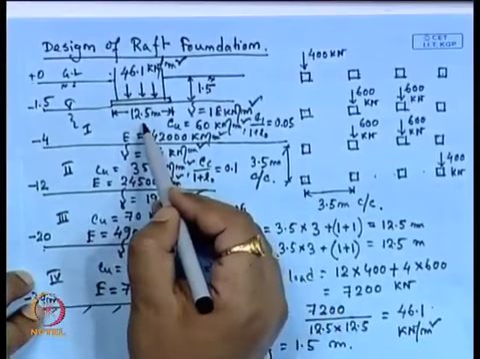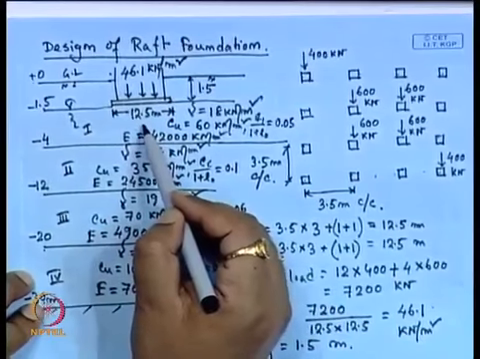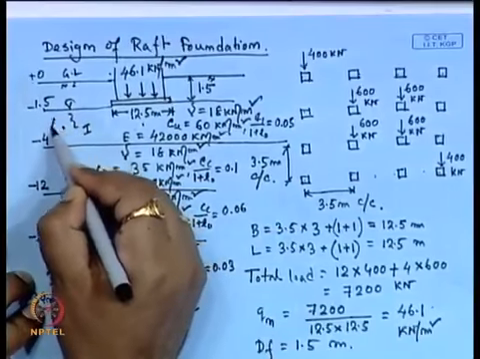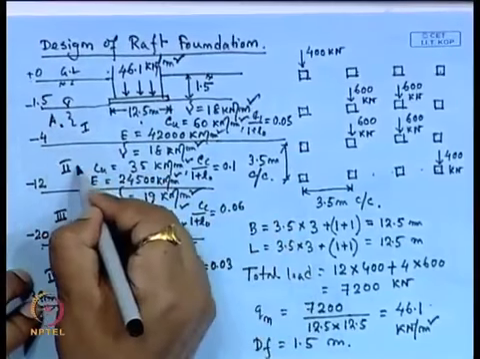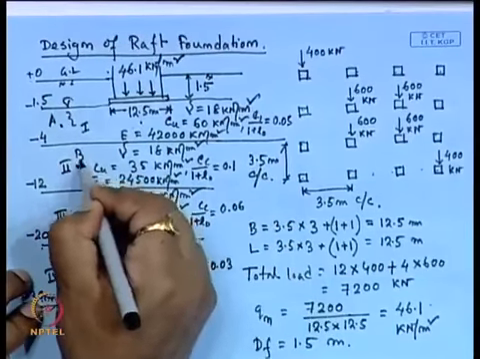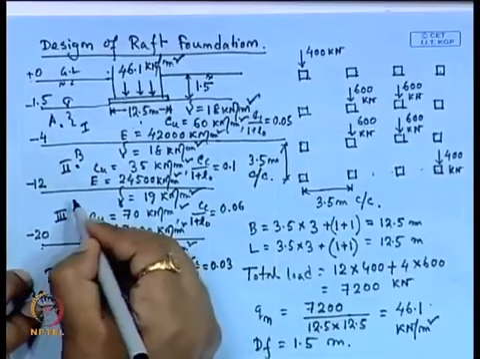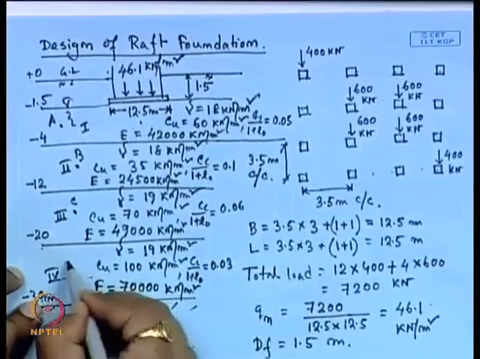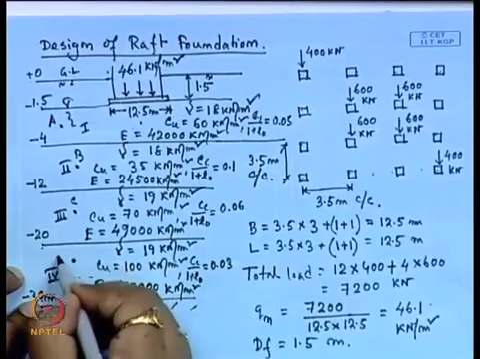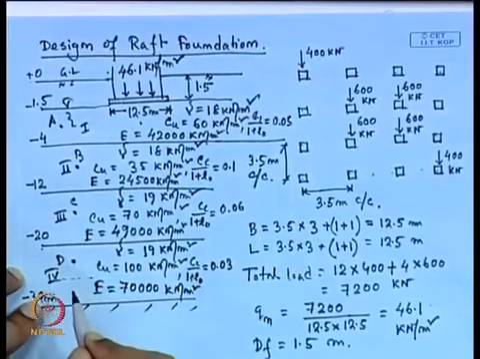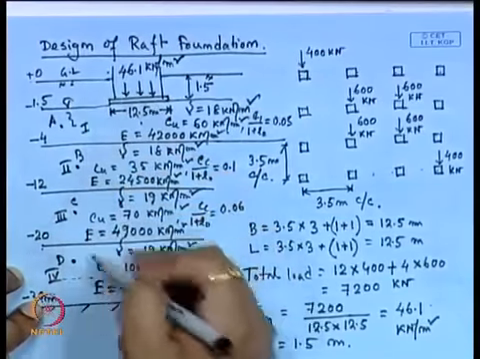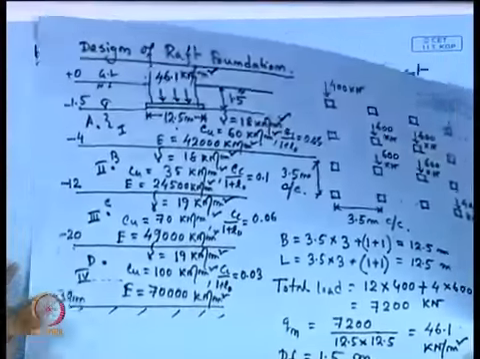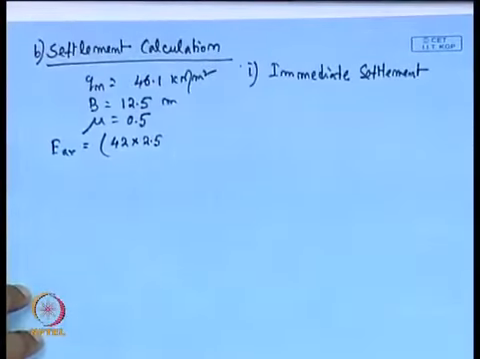So, we will choose 4 points: one is here at the center, suppose here at the center this is A point, another at the center of this layer this is B point, another at the center of this layer this is C point, and say the influence zone is up to here. So, we will take in this layer center as D point, and we can take the weighted E value to calculate the immediate settlement, up to 25 meters.